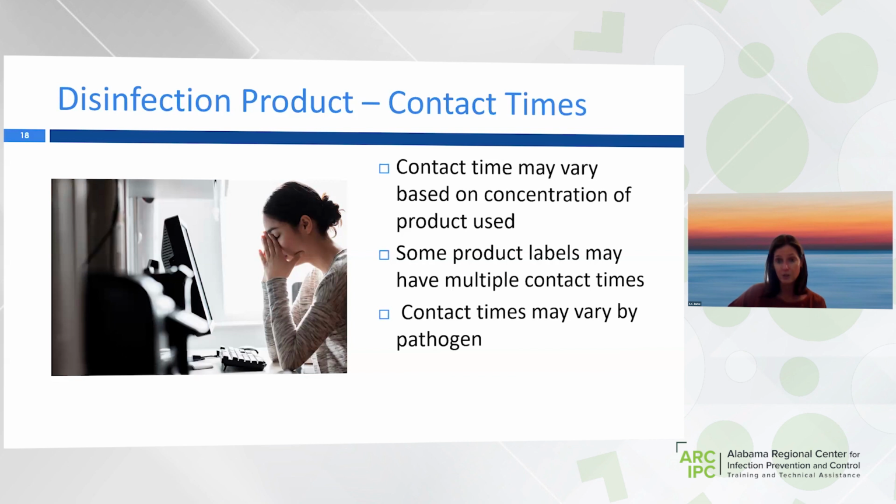But then the other issue that comes up sometimes is that contact times may vary by concentration. So there's different levels of concentration. You can buy some of the products at different levels of concentration. If you're mixing on site, you can mix to different levels of concentration. And then product labels, not only are they different time periods for the pathogens, then there's also different time periods for the level of concentration. And I can tell you that sometimes when you're trying to find out the level of concentration that's being used, that can be incredibly challenging.